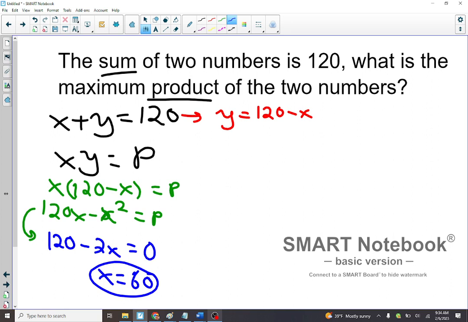So then, if x is 60, I can plug x is 60 over here. So y ends up being also 60. Since I'm looking for the maximized product, I want the actual answer. So 60 times 60.